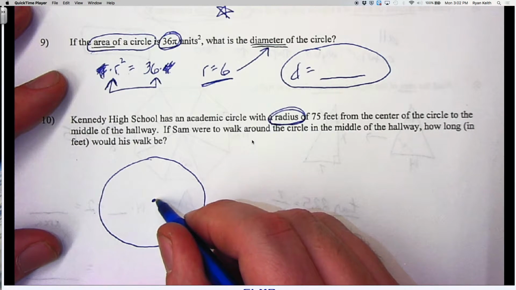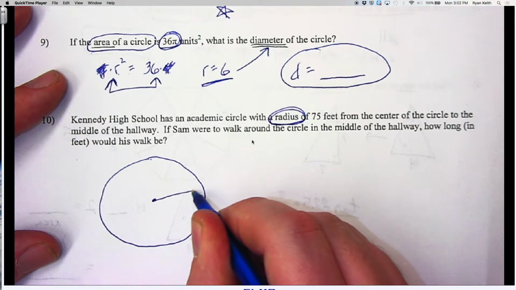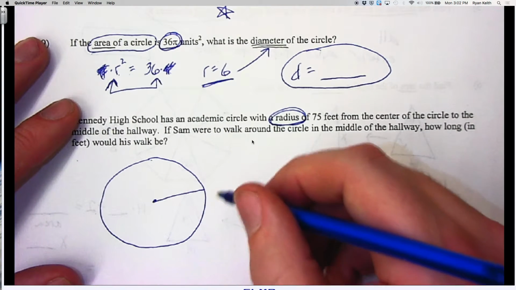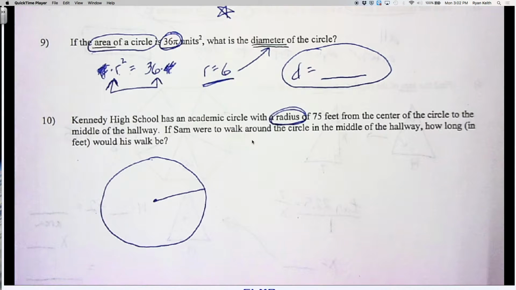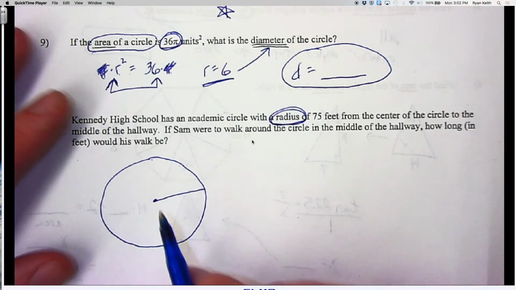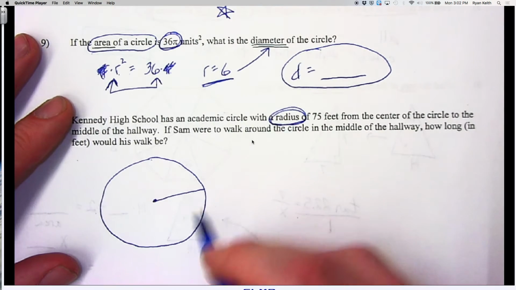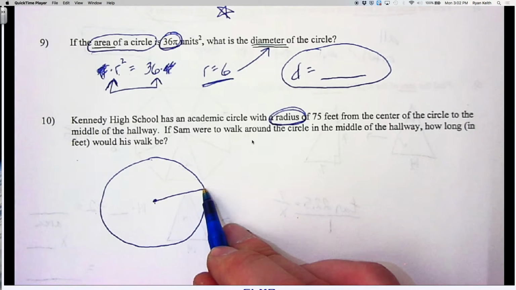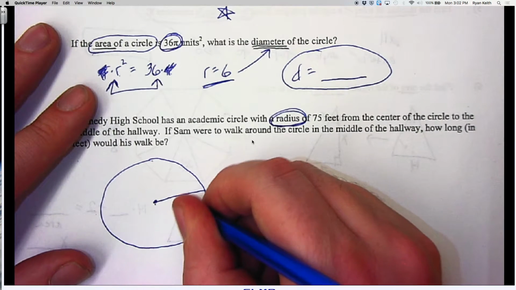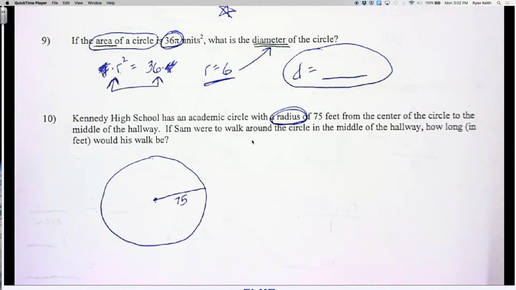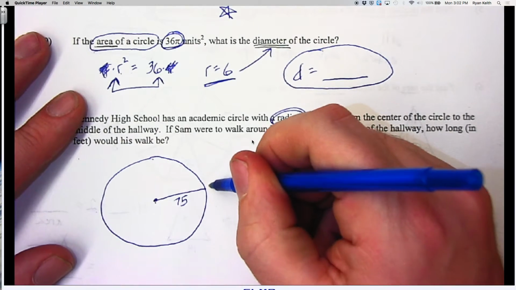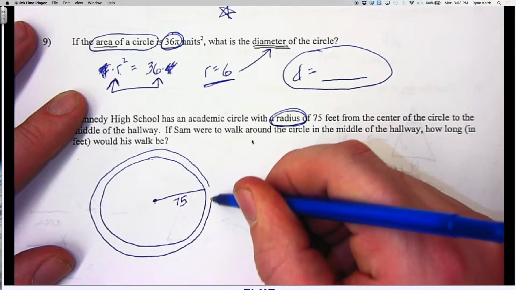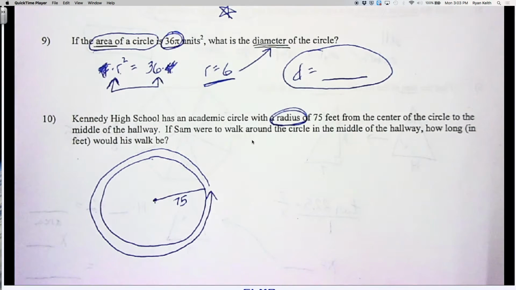And so the distance from that center out to the middle of the hallway is where you have your passing time, where you walk from class to class. But the hallway is kind of thick, right? It's like 10 feet wide or something. So we just wanted to make it clear that the 75 feet is from the center to the middle of the hallway. If you want to ignore that, go right ahead. Bottom line is this is just a circle with a radius of 75. And Sam, the person in this question, is walking around this circle.